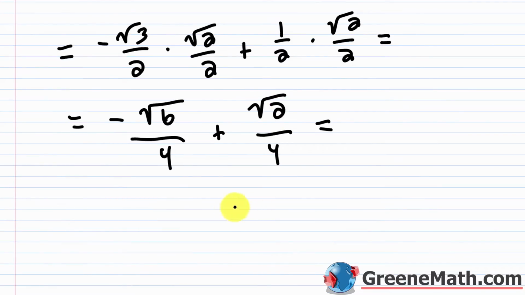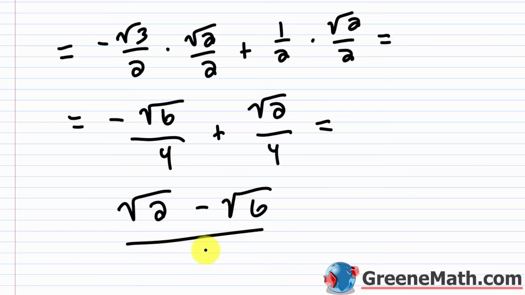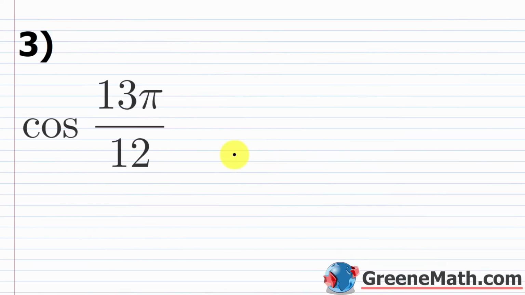So you could say that this is the square root of 2 minus the square root of 6 over the common denominator of 4, like we just saw in the previous problem. All right, let's take a look at problem number 3 now. So here we have the cosine of 13 pi over 12.